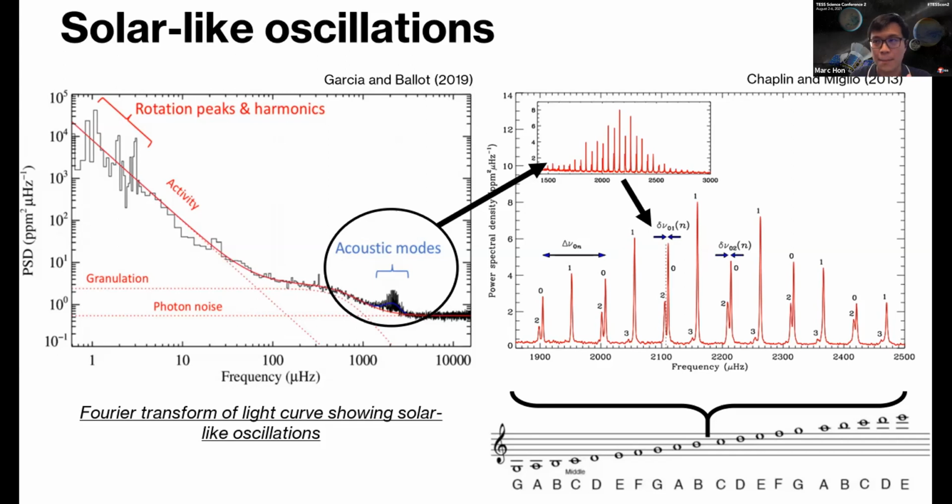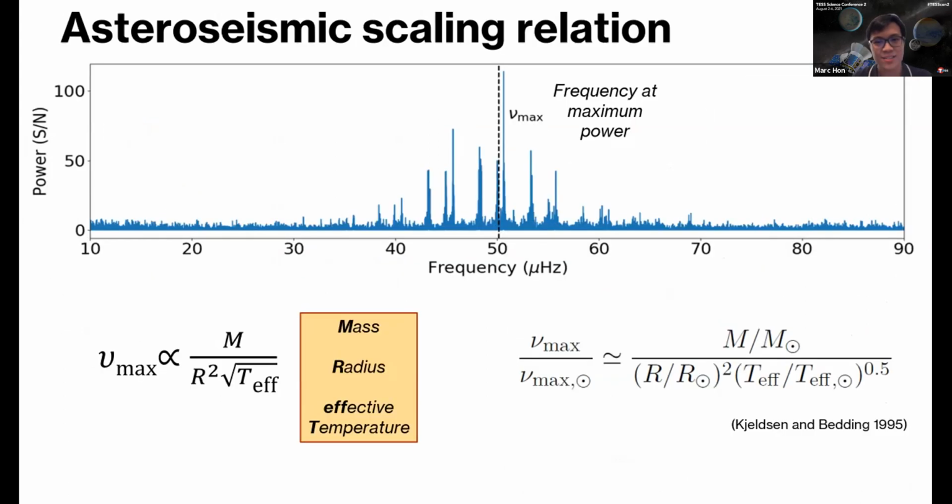Each mode tells you something about the interior sound speed of the star and therefore the stellar structure. Now, in my talk, I want to focus on a broader seismic measurement, what we call the frequency at maximum power, or νmax. So this is approximately the center of the oscillation power envelope.